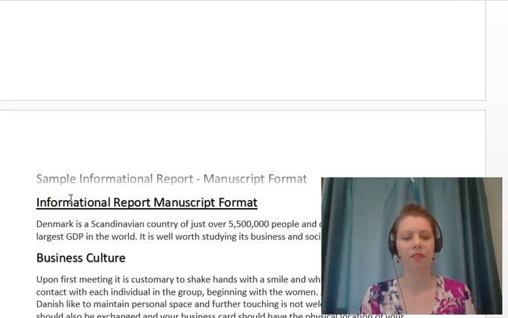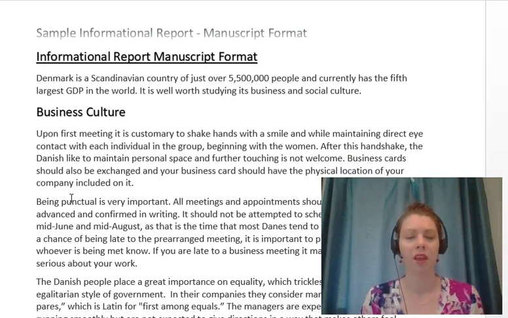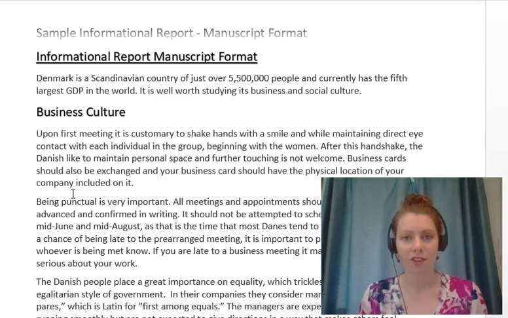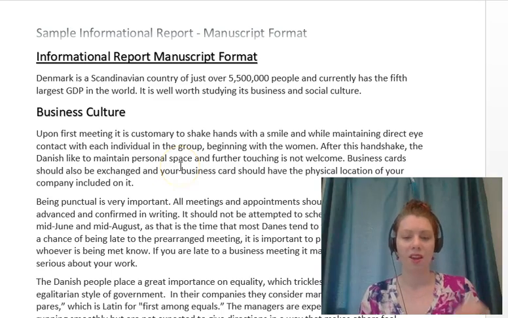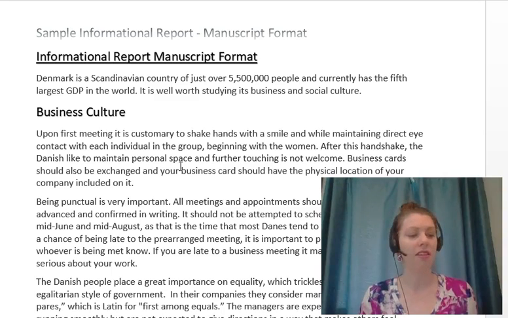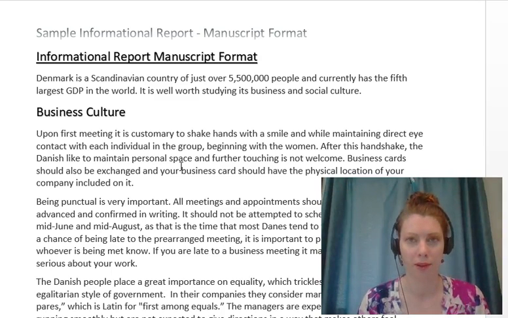Okay, so informational reports in a manuscript format. Denmark is a Scandinavian country of just over 5.5 million people and currently has the 5th largest GDP in the world. It is well worth studying its business and social culture. Okay. What we're going to do is go through this together, and this is a report. Okay? So this is a report about Denmark.